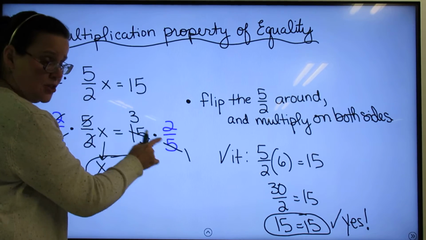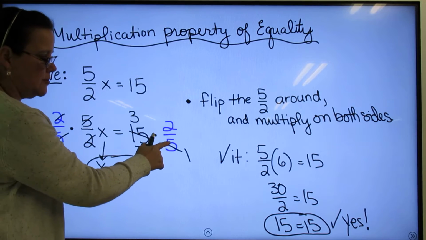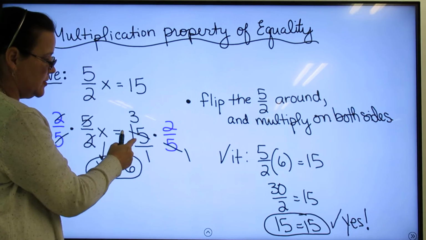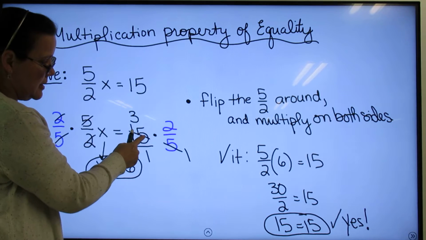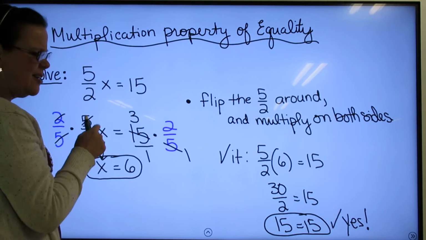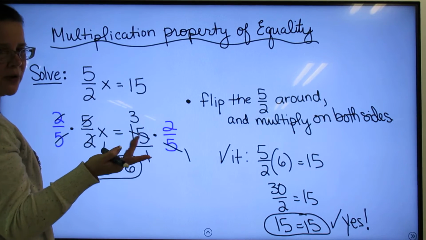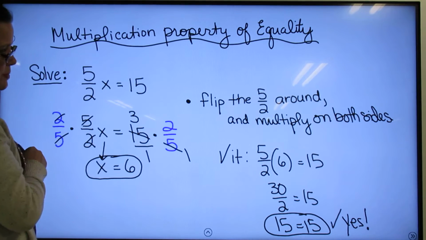I can cross reduce. That means 5 goes into 5 once. 5 goes into 15 3 times. 3 times 2 is 6. I don't have to write 6 over 1, because 6 divided by 1 is 6. And so my answer would be 6.